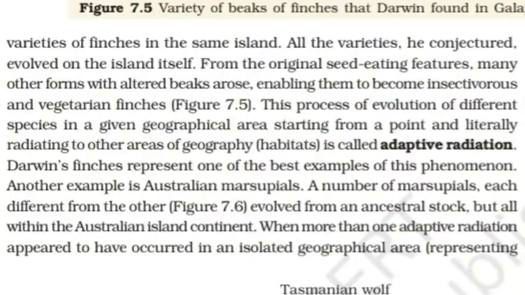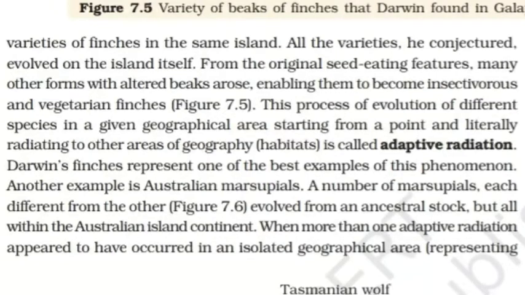Many others formed with altered beaks, enabling them to become insectivorous and vegetarian finches. This process of evolution of different species in a given geographical area, starting from a point and literally radiating to other areas of geography and habitat, is called adaptive radiation. Darwin's finches represent one of the best examples of this phenomenon.